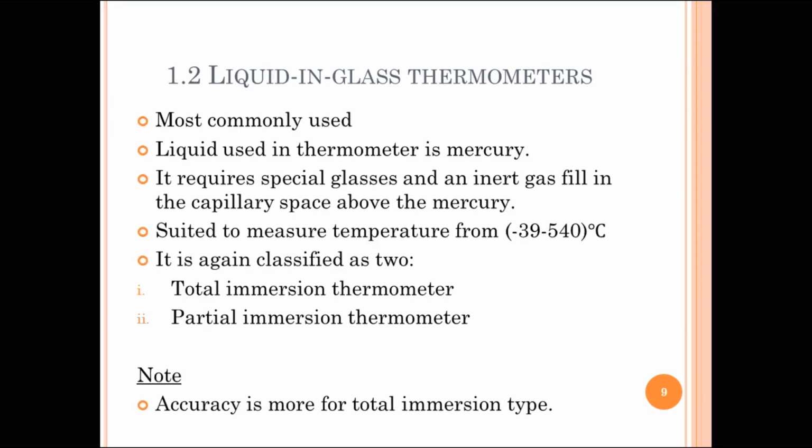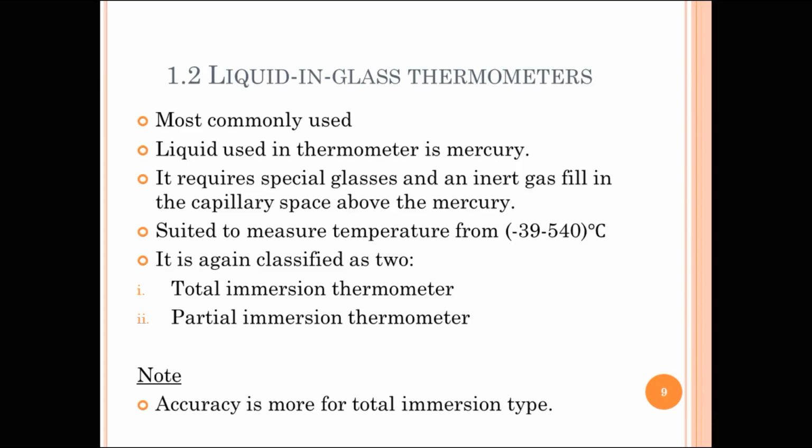Now, let's see the next thermometer using another thermal expansion method to measure temperature. It is the liquid in glass thermometer. It is the most commonly used device to measure temperature as it is easy to use and inexpensive. The liquid used in the thermometer is mercury, and the working principle is the apparent thermal expansion of mercury. It requires special glasses and an inert gas filled in the capillary space above the mercury. It is best suited to measure temperature from -39 to 540 degrees Celsius.